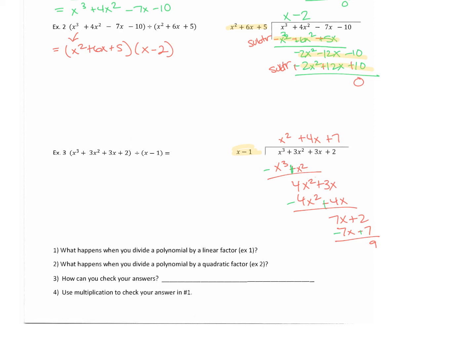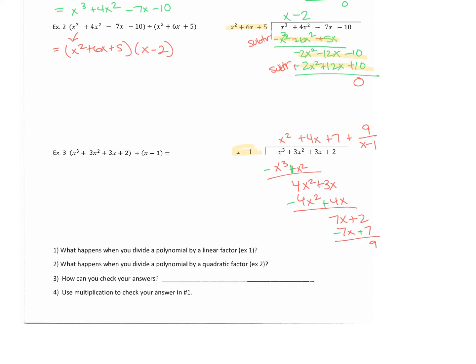out to the side, 9, we write plus 9 over x minus 1. It's just the undivided part. The 9 had yet to be divided by x minus 1. So that would be my final answer: x squared plus 4x plus 7 plus 9 over x minus 1.